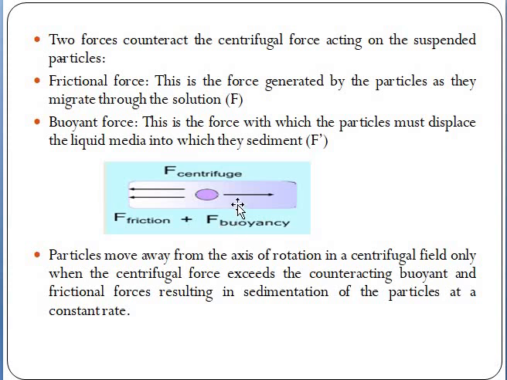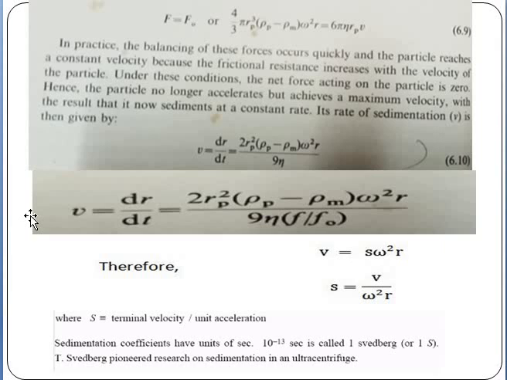So these two have to be balanced, then only the rate of sedimentation will be achieved. Otherwise the particle will float on the surface of the medium. That will be achieved by increasing the velocity, so that F is equal to F naught. When we achieve that, we will see the sedimentation. On equating, 4/3 π rp³ into the density of the particle minus the density of the medium into ω²r is equal to 6π η rp v. These two things have to be balanced.